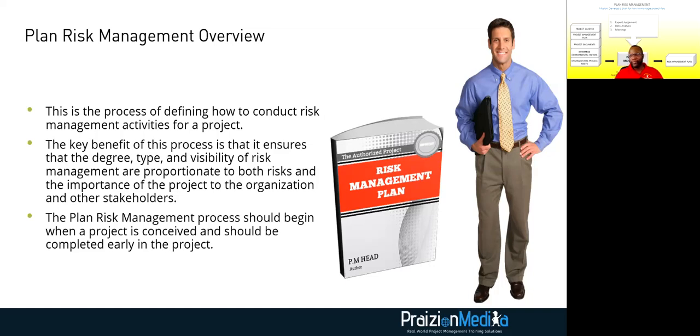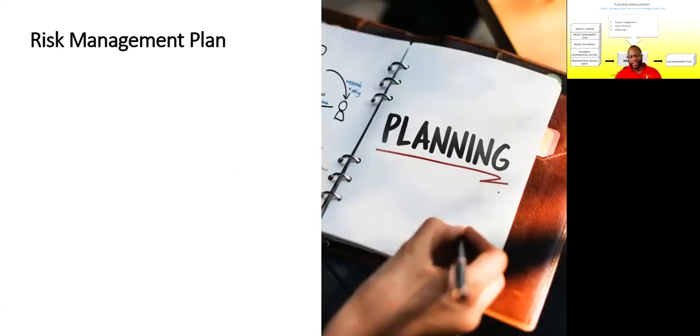The key benefit of this process is that it ensures that the degree, the type, and visibility of risk management are proportionate to both risks and the importance of the project to the organization. So in other words, if it's a big project, high visibility, pay close attention to how you do your risk management. All right, so again, the major output is the risk management plan. What is in the risk management plan? Well, why don't we read in the PMBOK guide together?